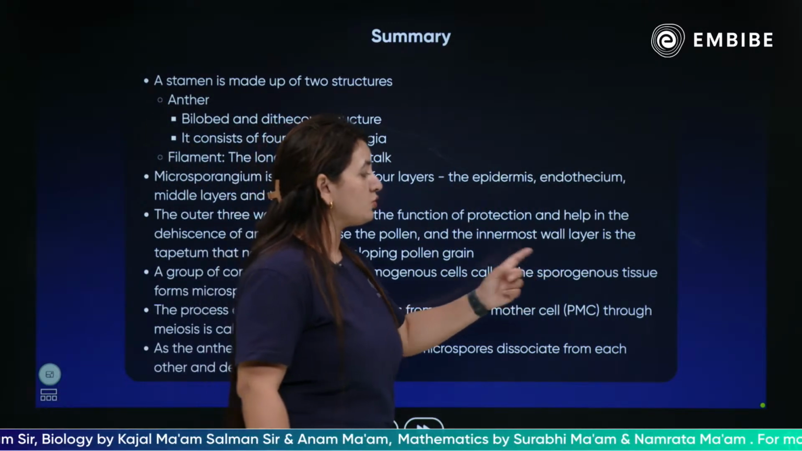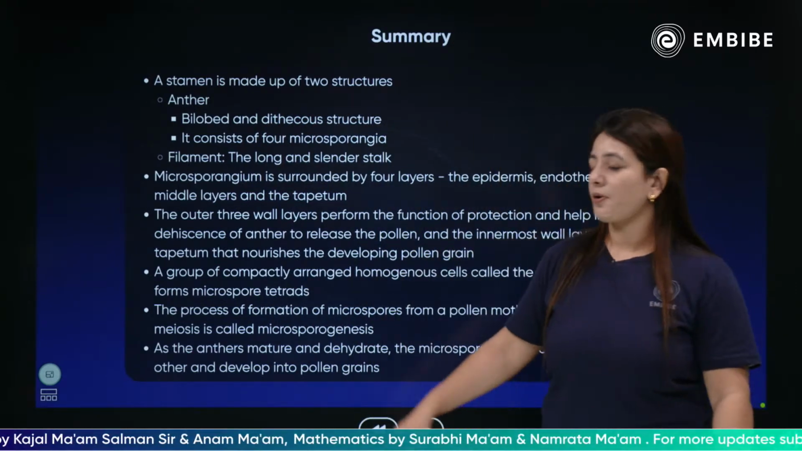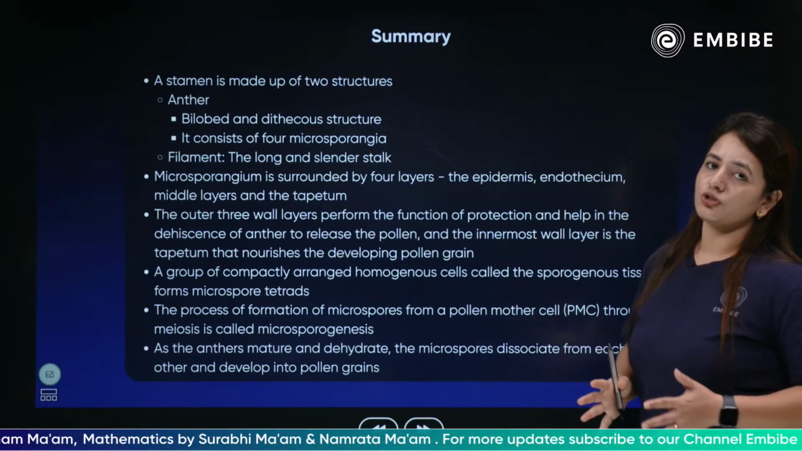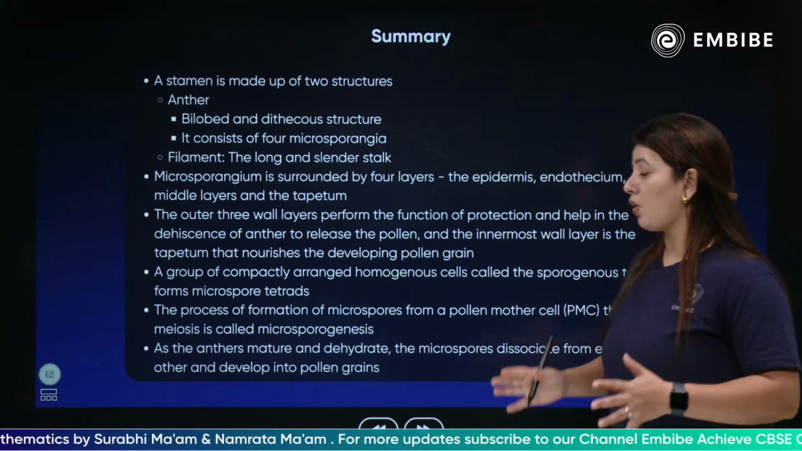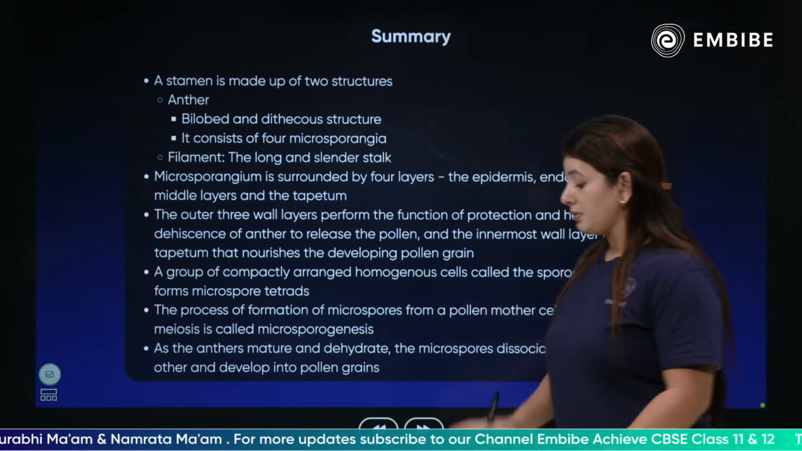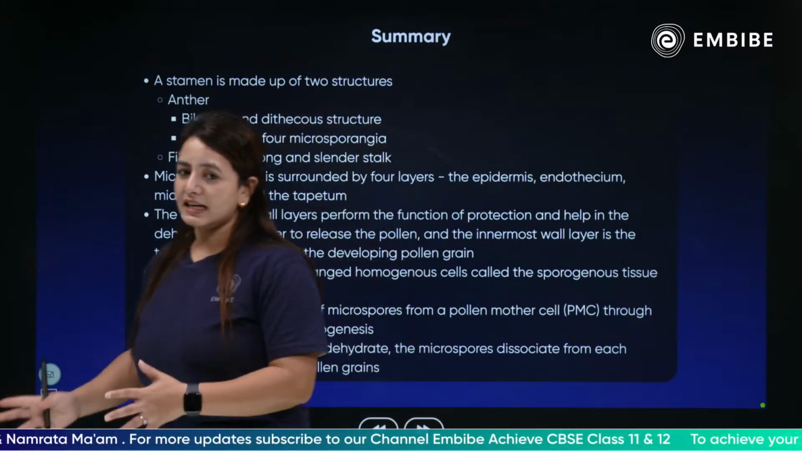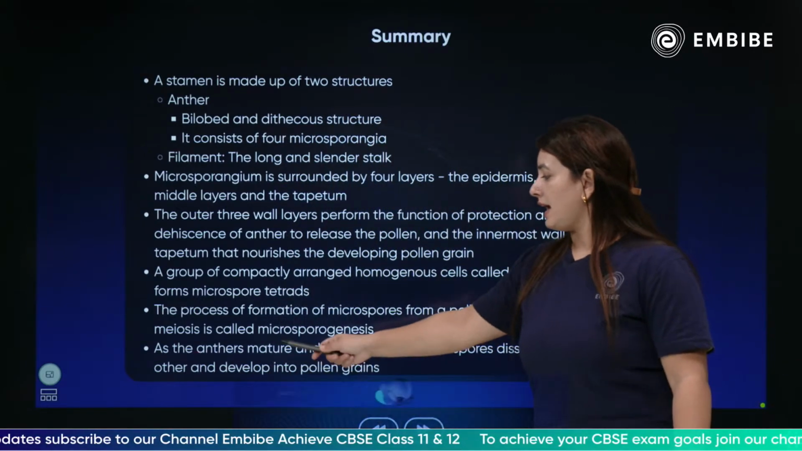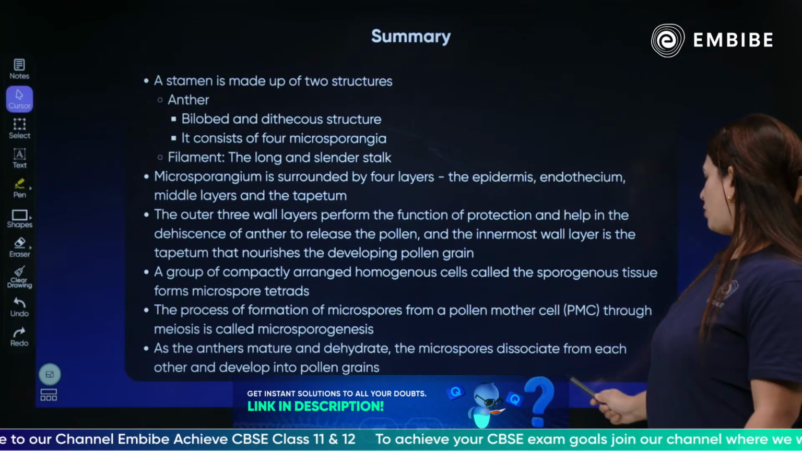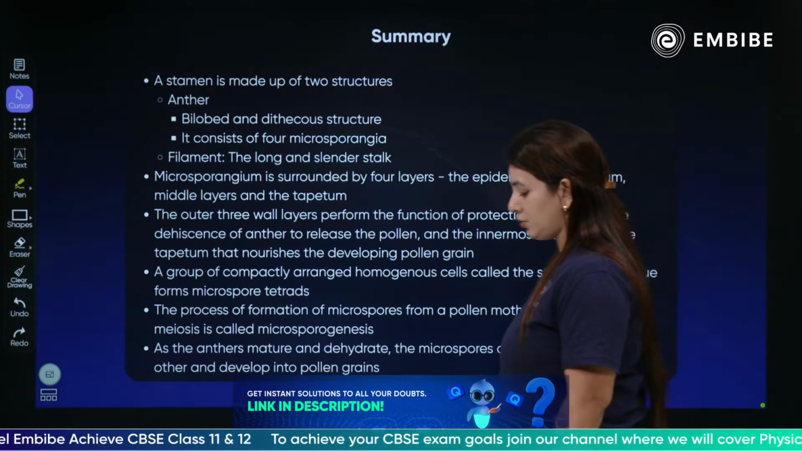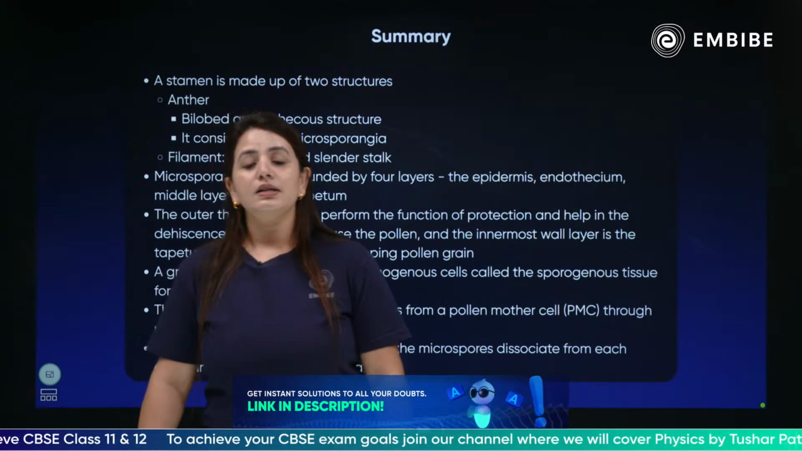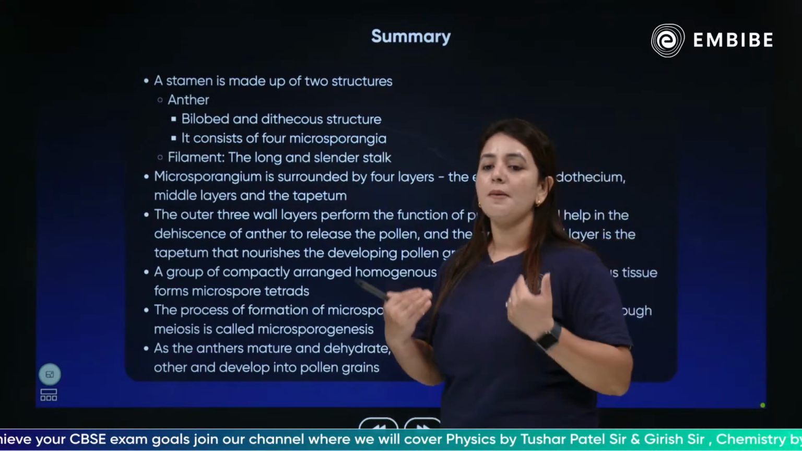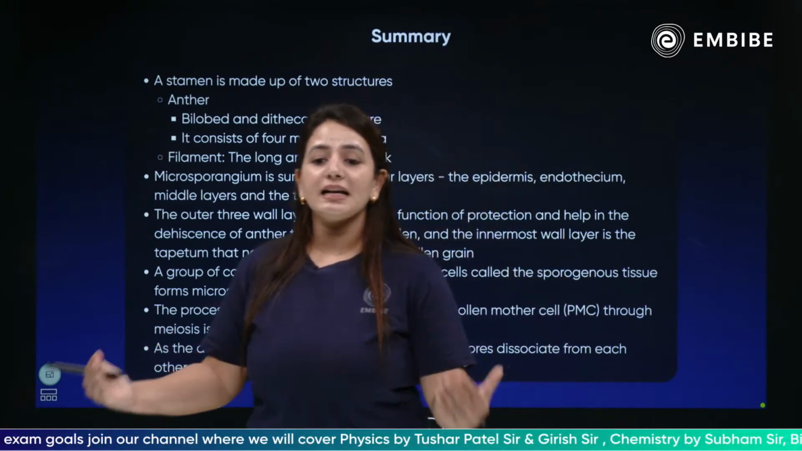The group of homogeneous tissues in the center is called the sporogenous tissue. The process of formation of microspores from the microspore mother cell is called microsporogenesis. As the anther matures and dehydrates, the microspores dissociate from each other and eventually mature into pollen grains.